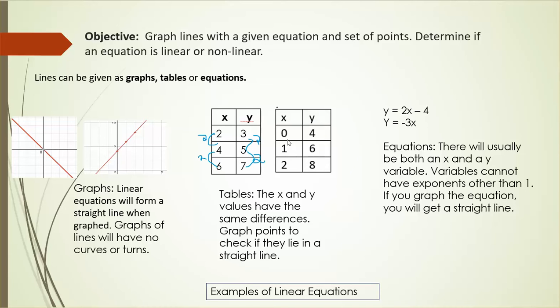All right, let's look at the second table. We'll start at the bottom. 2 minus 1 is 1. 1 minus 0 is 1. So the x values have the same difference. Now let's look at the y values. 8 minus 6 is 2. 6 minus 4 is 2. So the y values have a difference of 2. They have a constant difference, and that means that these are going to be linear.